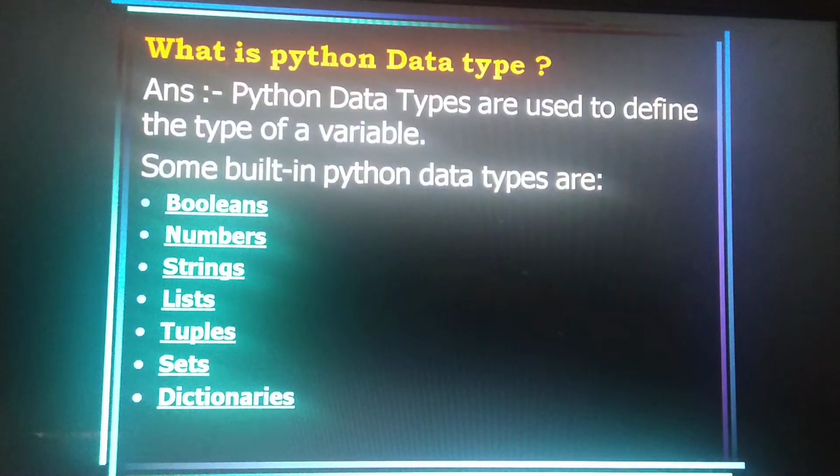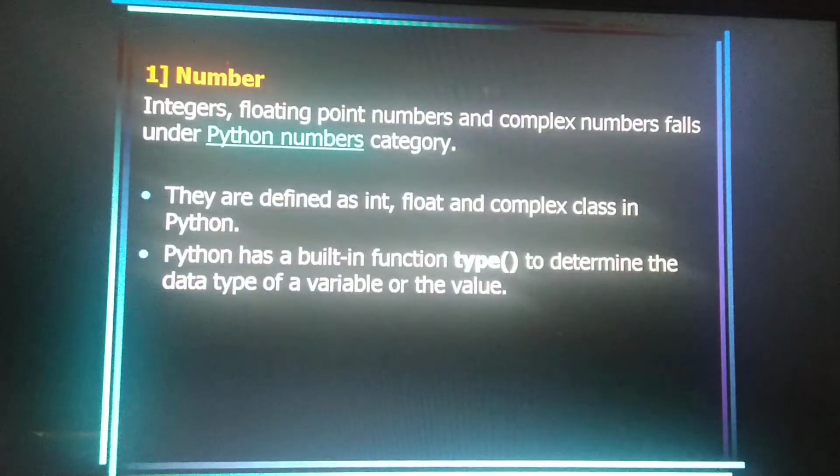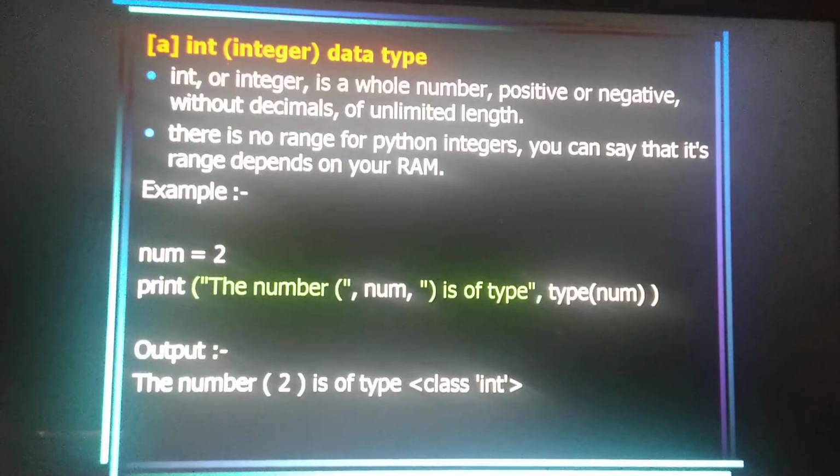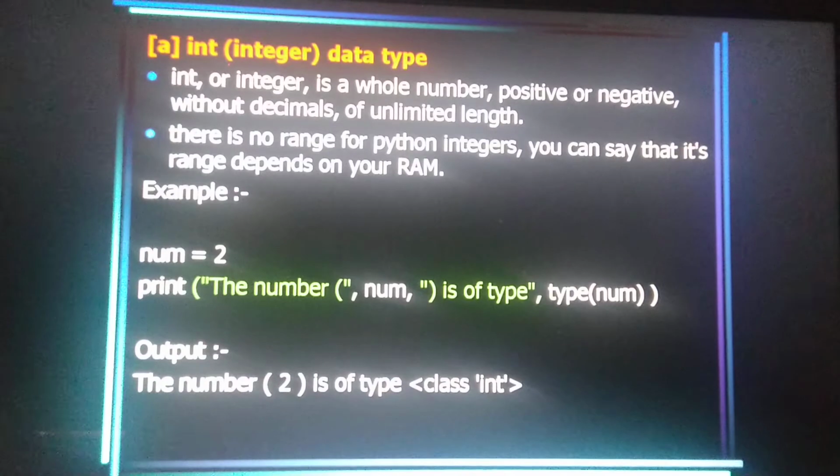What is Python data type? Python data types are used to define the types of a variable. Some built-in Python data types are boolean, number, string, list, tuple, set, and dictionary. Number is integer, float type of numbers, and complex type of variables fall under the category of Python number. Integer, int, includes only the numbers 0 to 9.